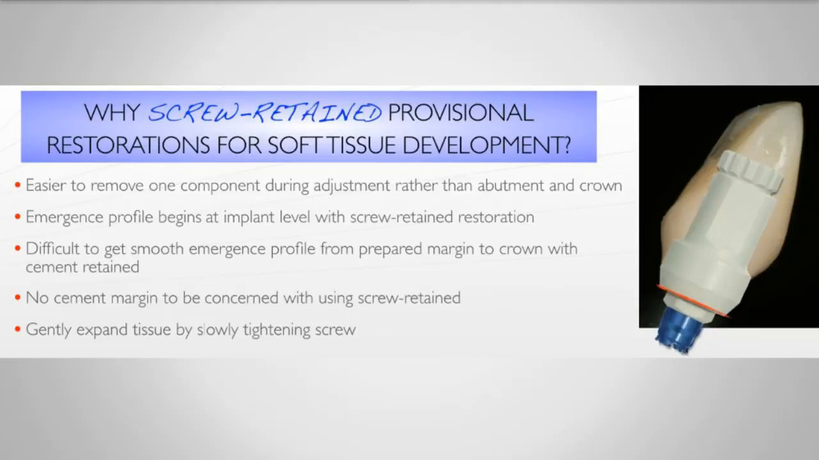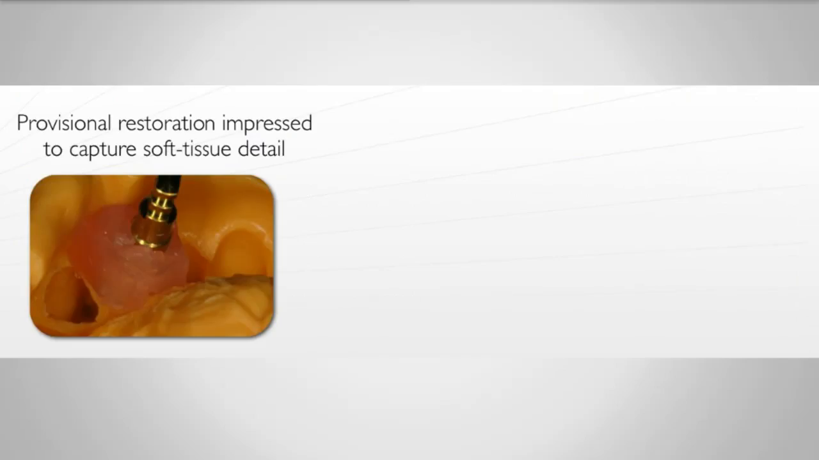Now, if you're using a cementable post, here's the problem. You've got your post, you're limited by your cement margin. So your depth can only be so far on preparing that. So it's probably going to be in this area. So that, apical to that, you've really not developed the soft tissue ideally. Of course, you're not concerned with cement margin with your screw-retained provisional. And in cases where the tissue has already healed, you can gently expand that tissue by slowly tightening the screw without torturing the patient.